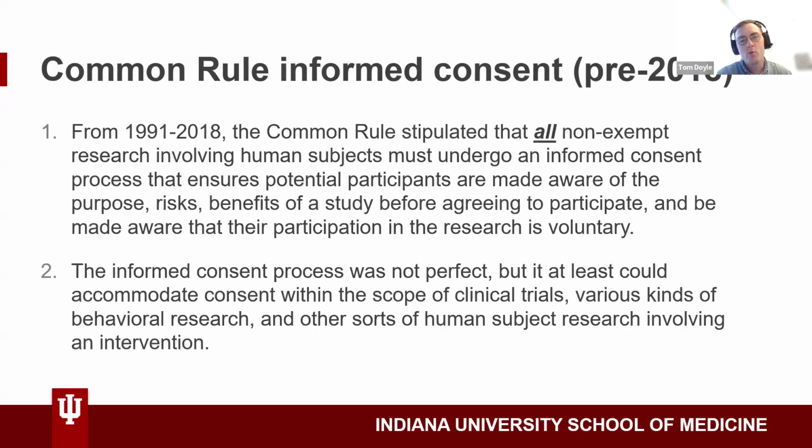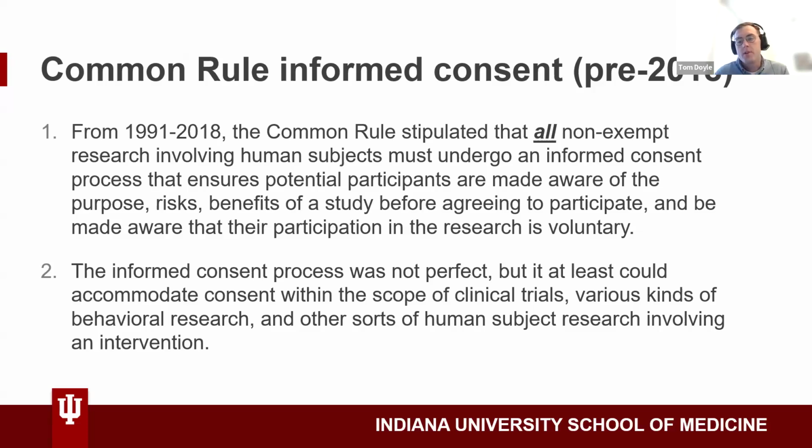So the Common Rule is the legal regulations from the Office of Human Research Protections about what needs to be accomplished before you can engage in human subjects research. Prior to what we call the revised Common Rule, which occurred in 2018, it stipulated that all non-exempt research involving human subjects must undergo an informed consent process that ensures potential participants are made aware of the purpose, risks, and benefits of the study before agreeing to participate. And of course, their participation in the research is voluntary.